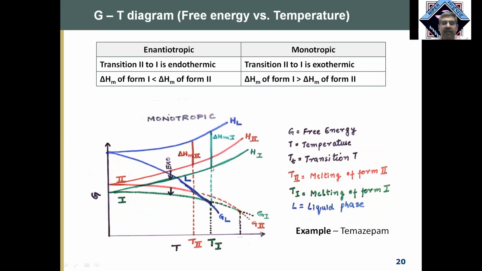Similarly, if we look at the delta Hm1 and delta Hm2, in this case, delta Hm1 is greater than delta Hm2. That is why delta Hm of form 1 is greater than delta Hm of form 2. The rest of the terminologies are going to be same as we discussed in the previous slide. An example of the monotropic relationship is the polymorphism in a drug called temazepam.